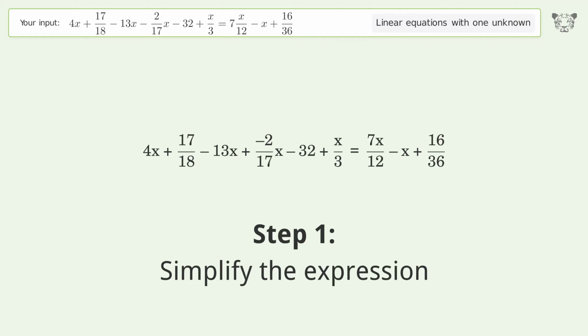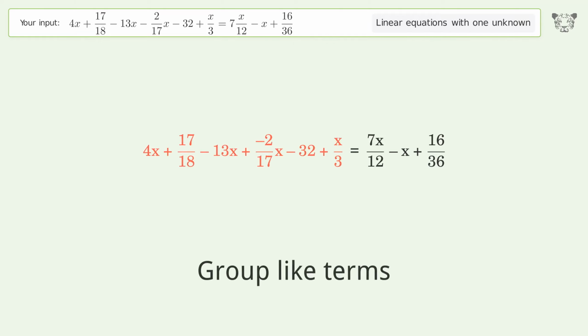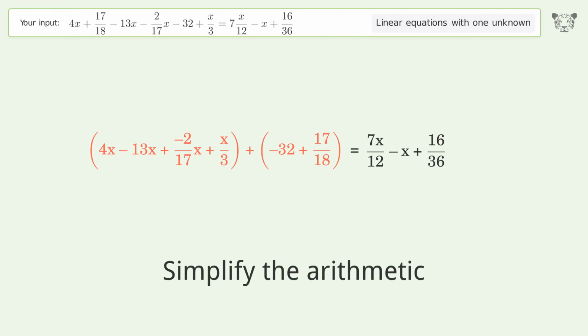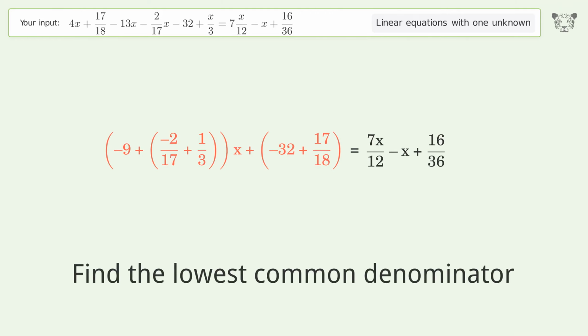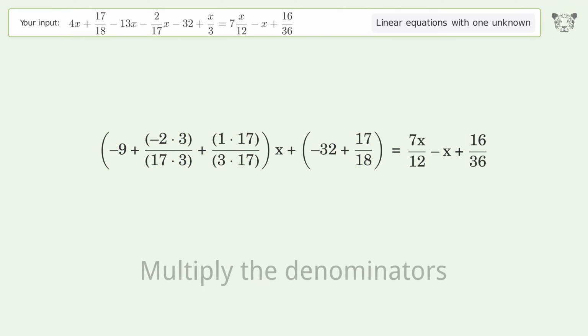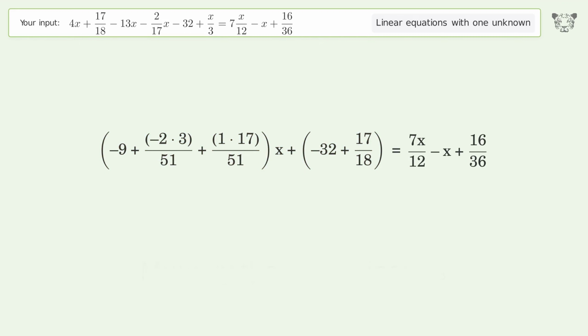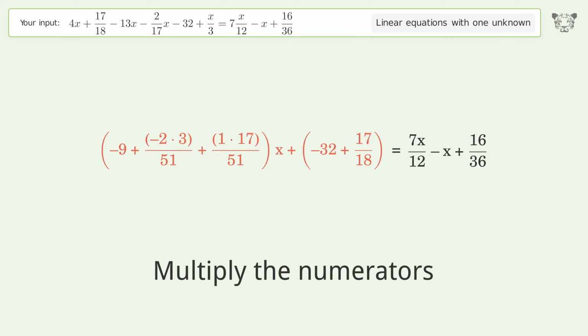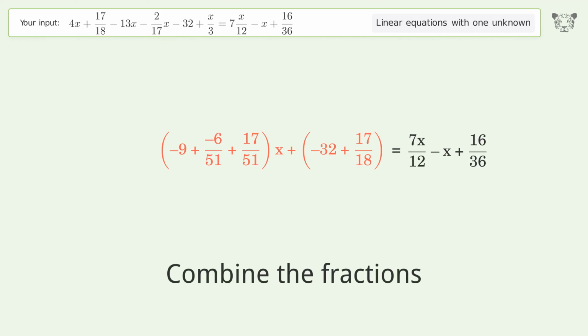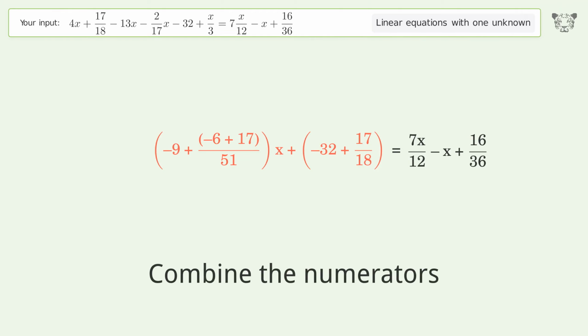Simplify the expression. Group like terms. Simplify the arithmetic. Find the lowest common denominator. Multiply the denominators. Multiply the numerators. Combine the fractions. Combine the numerators.